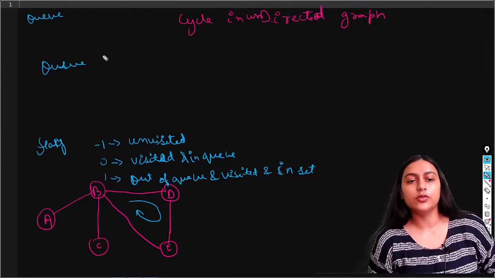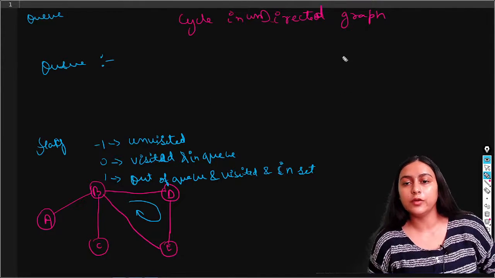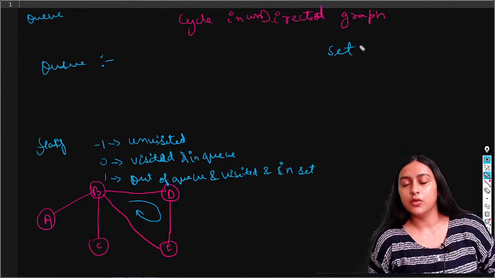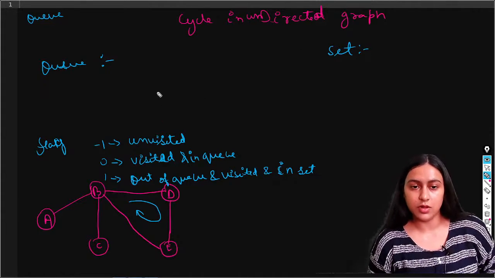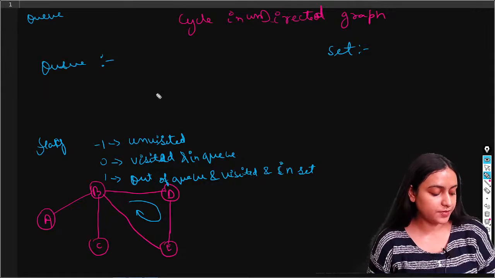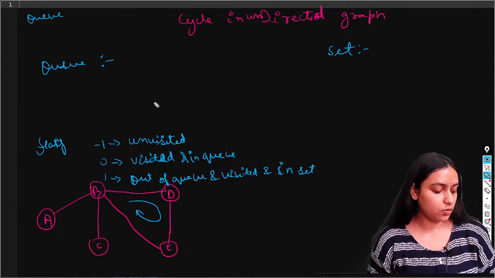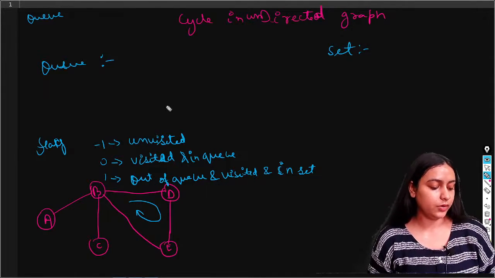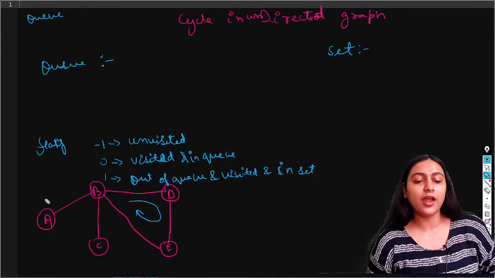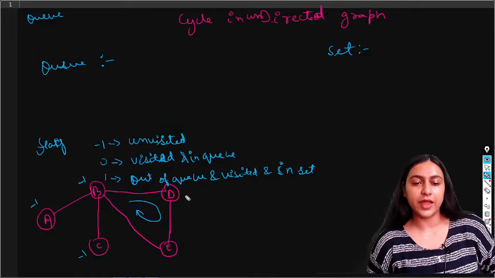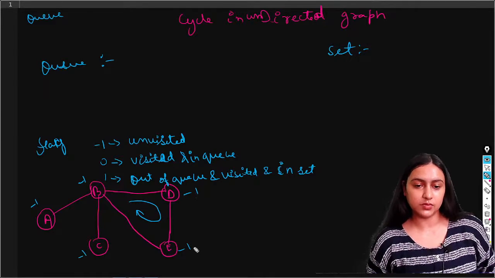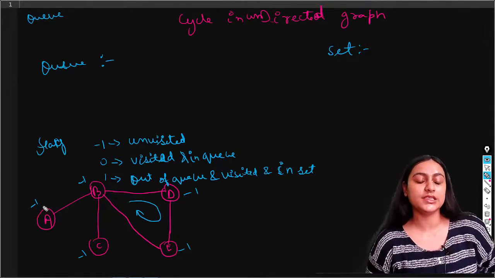Okay, so I'm going to maintain a queue, and also a set which will have the answer, or you can have the answer in an array also. You can put the answer in an array and you can also put it in a set. Okay, cool. Let's start with the traversal. Initially all the vertices will have -1 as the flag value. What will be everyone's flag value? -1. Yes.